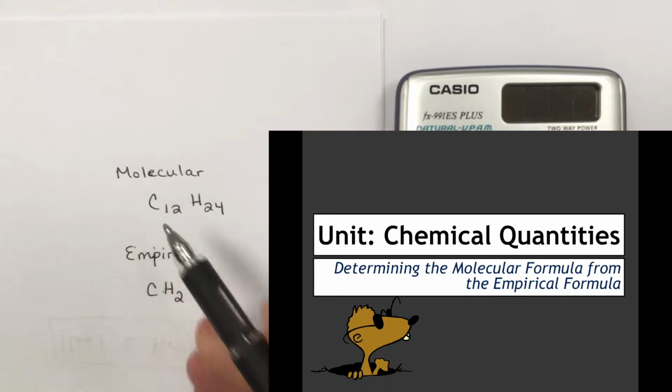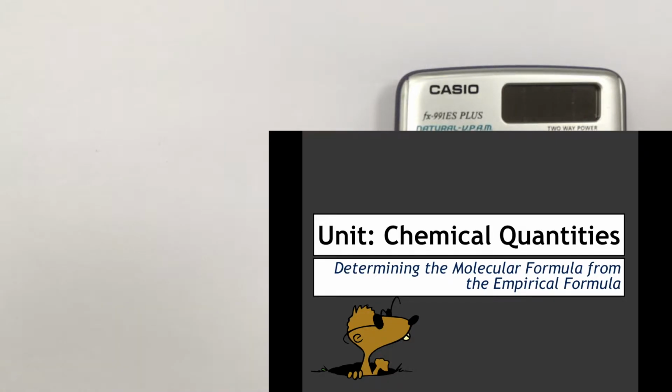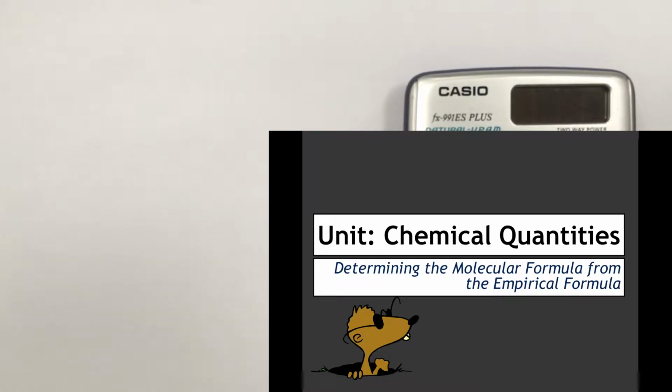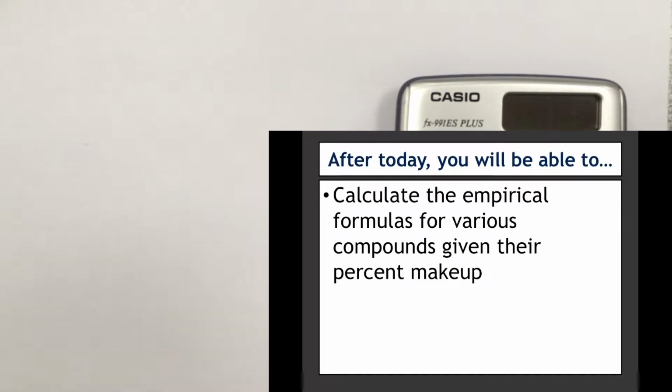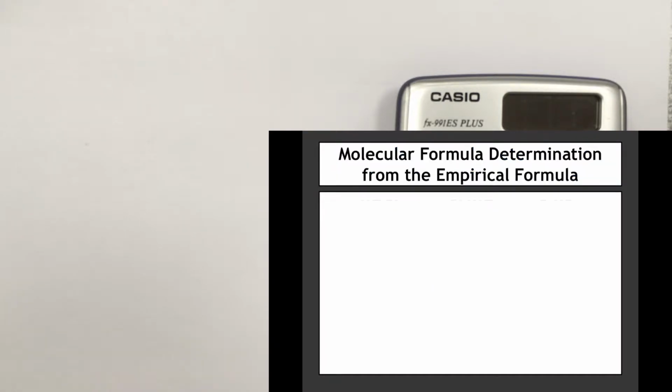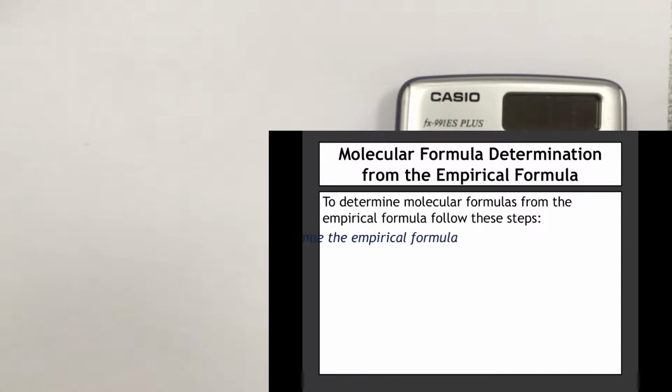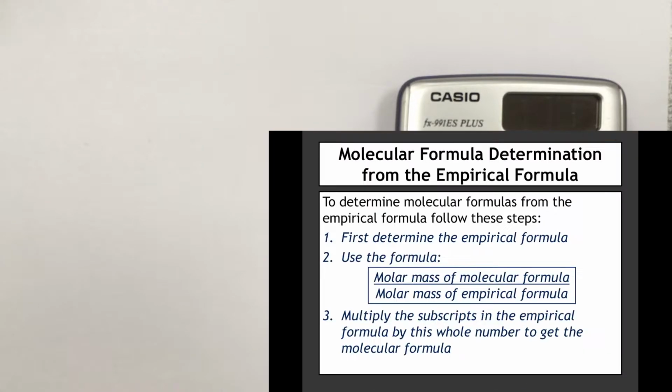So today we're going to calculate or determine the molecular formula when we are given an empirical formula. Much of what we're doing today will be what we did yesterday, just there's one more step on top of what we've already learned. So, I already told you, we're going to calculate empirical formula given the percent makeup of the molecule. First, you need to determine an empirical formula, which is what we did yesterday. The two steps after are new for us.